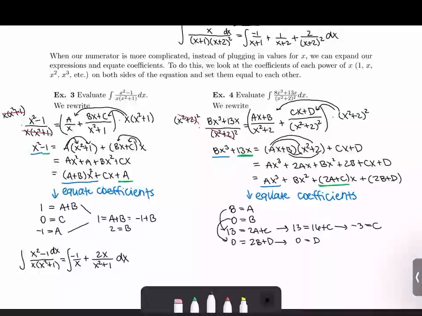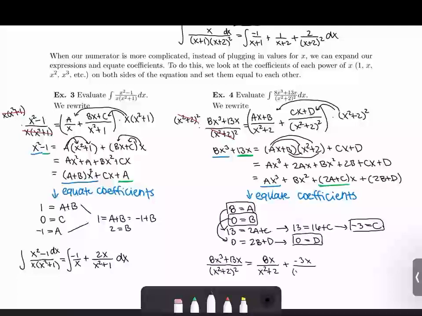So again, I'm just going to box where we solve for a, b, c, and d, just so it's a little bit more clear. And now that we've solved for our variables, we are going to rewrite our fraction. So we started with 8x cubed plus 13x over x squared plus 2 squared. And our ax plus b is just going to be 8x over x squared plus 2. And our cx plus d is just going to be negative 3x over x squared plus 2 squared.